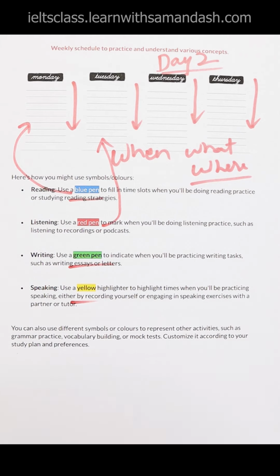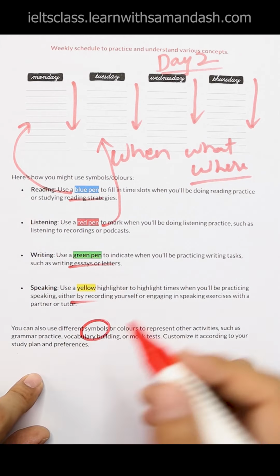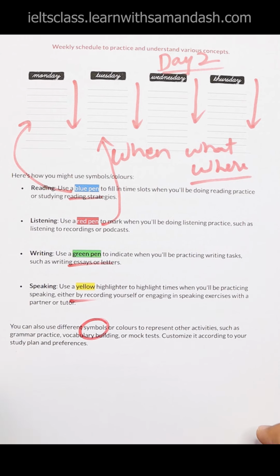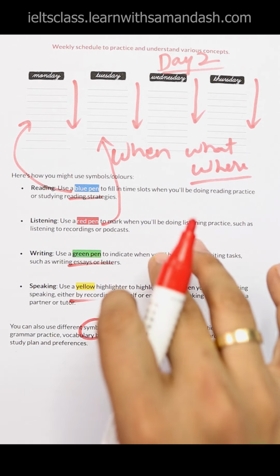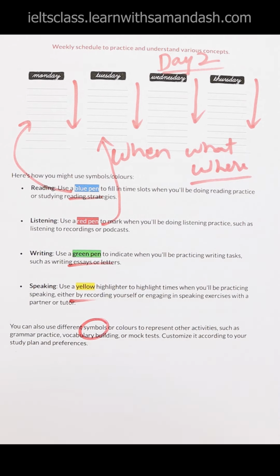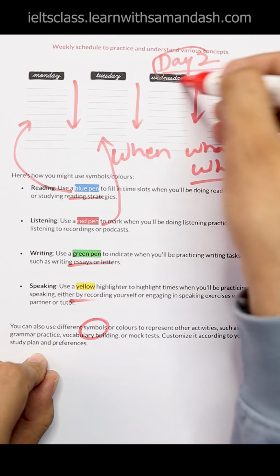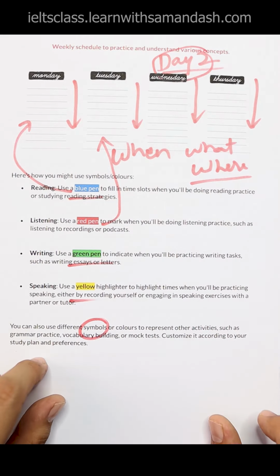Not just using colors, you can also use symbols and shapes to easily see what is my day to day. And yes, this can be done with some time. So that's why we keep it 1 day, full day, to understand what will I study, when will I study.